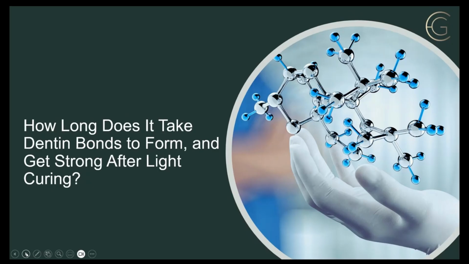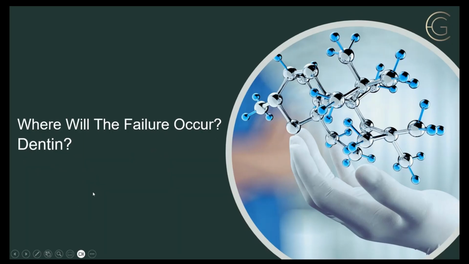And then the second answer I'd like you to put in there is where this thing fails. If you were to pull this apart, which I'm going to show you a study, where is the failure going to occur? It's going to occur in the dentin like we were taught in dental school. Okay, so the traditional way of bonding, where would the failure occur?